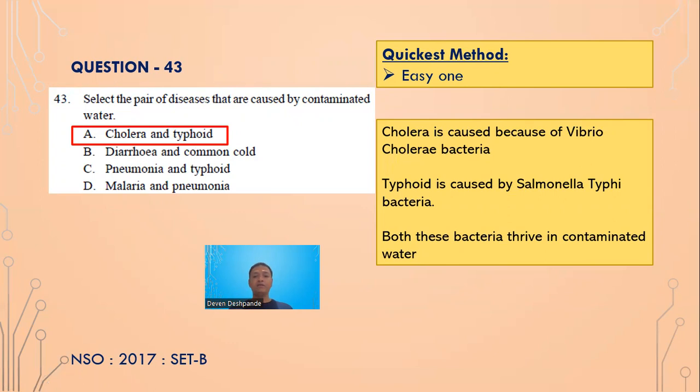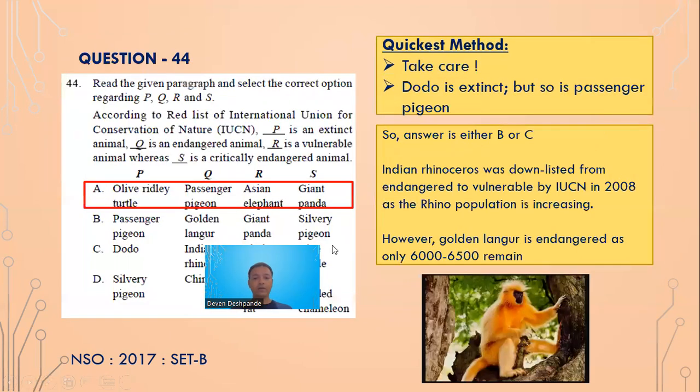And typhoid is because of Salmonella typhi bacteria. It occurs when you eat food outside or on streets, where they don't follow proper hygiene, and in that the water may have this Salmonella typhi, which is a typhoid bacteria. Cholera is caused by Vibrio cholerae bacteria. Both these types of bacteria are found in contaminated water.